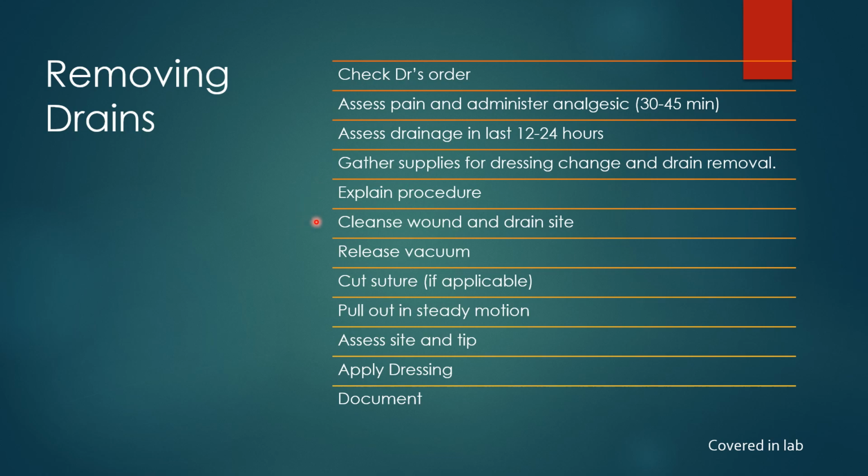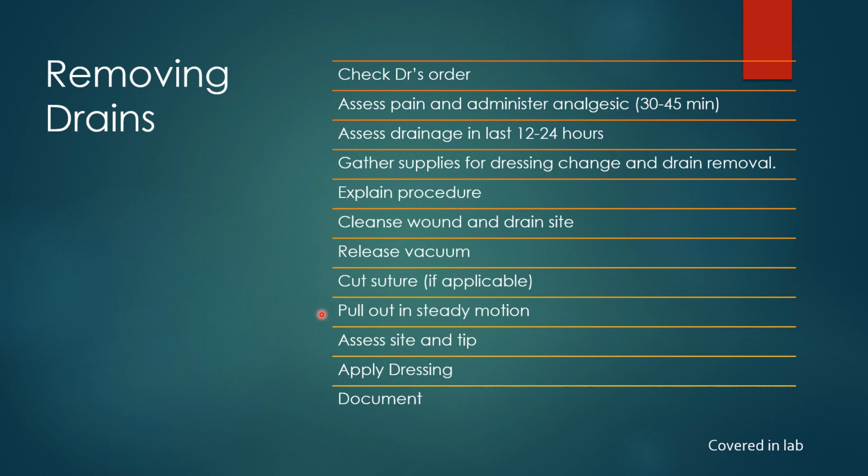We're going to cleanse the wound and the drain site. So remember, we're cleaning the wound first and the drain site last. We're going to release that vacuum seal. We're going to cut the suture. As I previously mentioned, these are all sutured into place. So just using some suture cutters and cutting that suture. And then in one steady motion, we're going to pull that drain out.